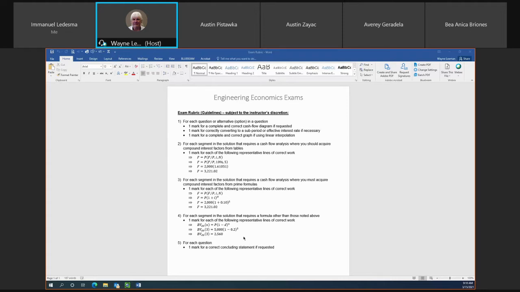Another one would be awarded for putting the correct values into that formula. And then another mark for putting more values, if you will, into that formula that shows your factor that you extracted from the tables. And then lastly, whether it takes 1 step or 2 or 3 steps to get there, you'd get 1 mark for your final answer.